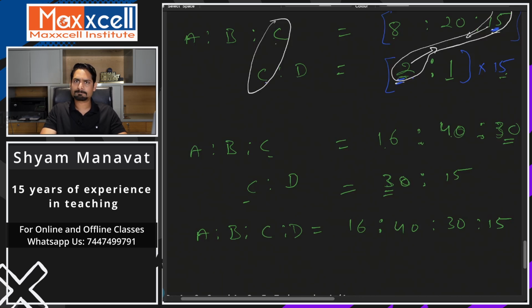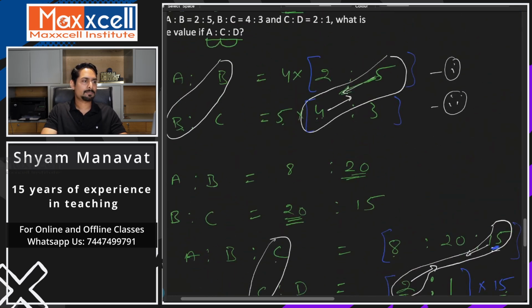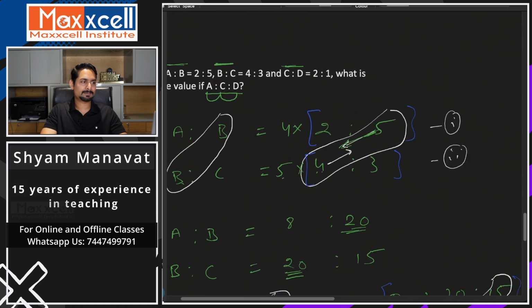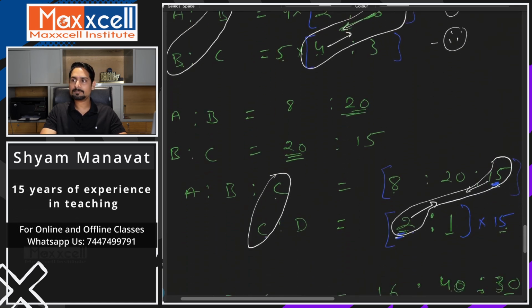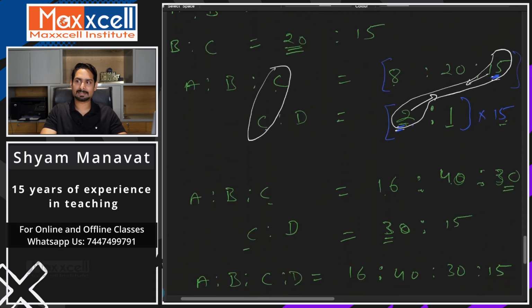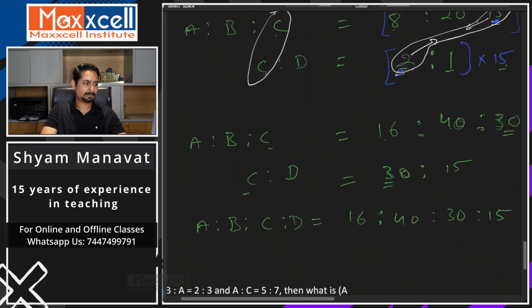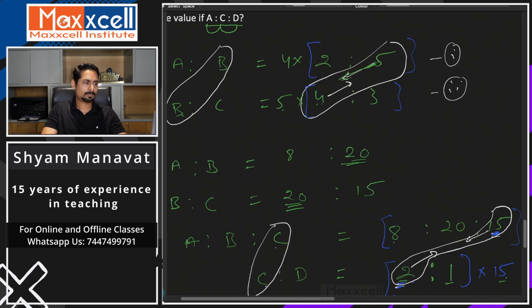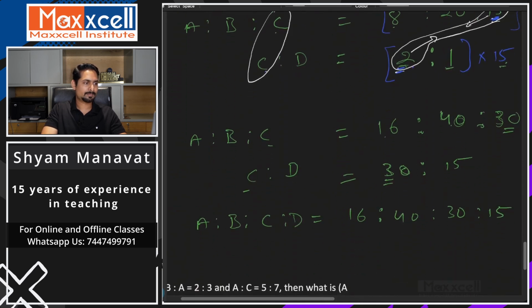Is that your answer? No. Question said find the ratio of A, C, D. So let's find the ratio of A, C, D. Let's write only A, C, D because question said find A, C, D. No problem at all. Only write A, C, D from here. So A is 16, C is here 30 and D is here 15.